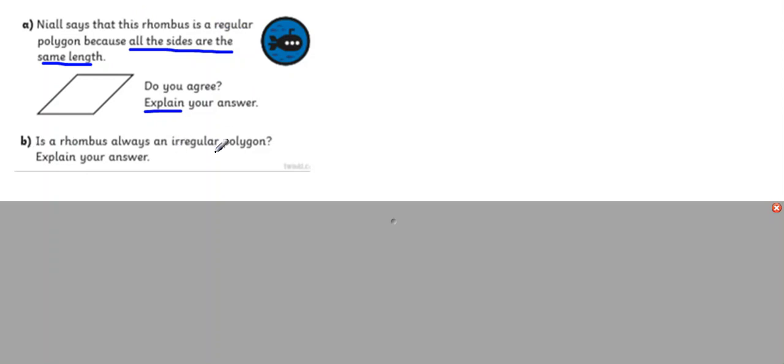Is a rhombus always an irregular polygon? And again, you're going to explain your answer. Okay, take note of the word always. Pause the video now and have a go.